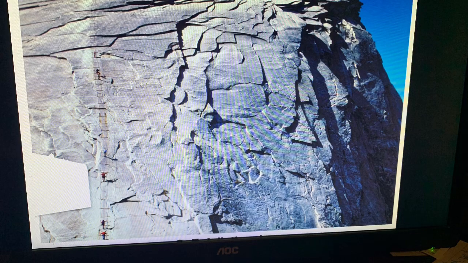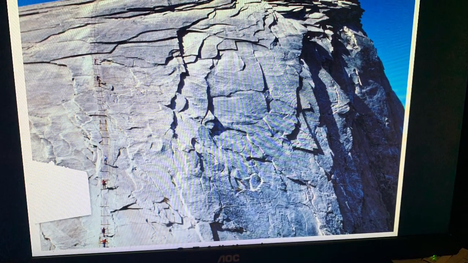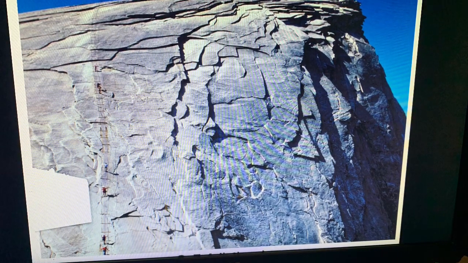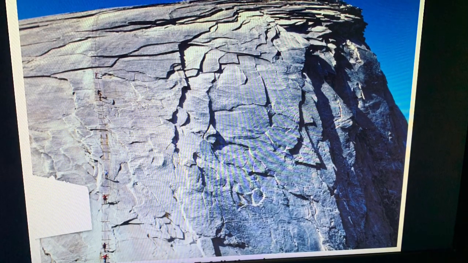So that's what you're seeing in the picture in front of you. This is an igneous pluton. That sheeting and exfoliation is going on. And if you look closely, you can see that there is a rope trail with actual people climbing up the side of this. They're really, really small and hard to see, but you can see it. So that should give you an idea of the size of the sheets that we're talking about.